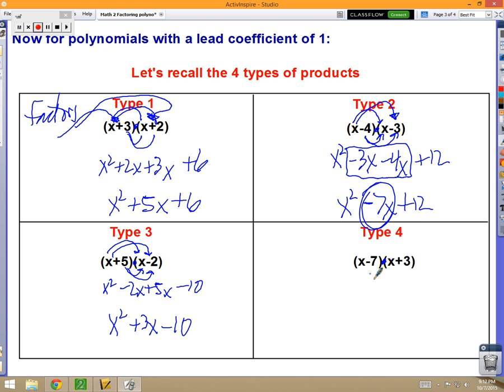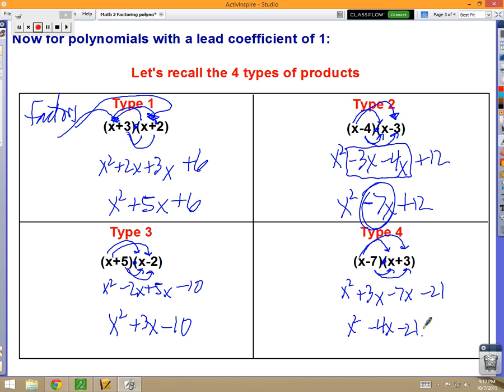Okay, type 4, you got one of each again. You got a negative 7, you got a positive 3. So if you do x times x, that's going to be x squared. If you have x times 3, that's going to be 3x. If you do a negative 7 times x, that's a negative 7x. If you do a negative 7 times 3, that's a negative 21. Okay, now if you add up your middles, a 3x and a negative 7x, so we're going to go x squared, add those up, that's going to be a negative 4x, and then a minus 21.